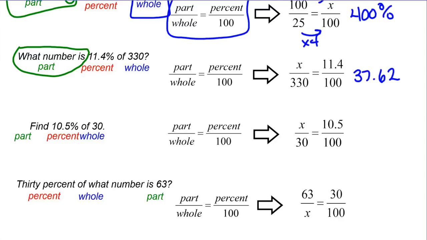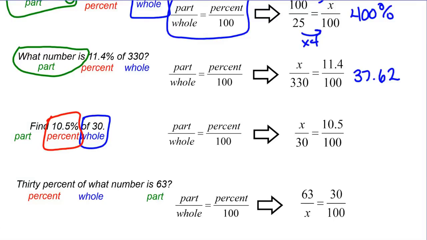And next one, find 10.5% of 30. Well, the "of" here indicates that I'm talking about the whole. So 30 is the whole. It's obvious that 10.5 is the percent, so that means the part is missing again. So I've got X where the part goes in the percent proportion. X out of 30 equals 10.5 out of 100.